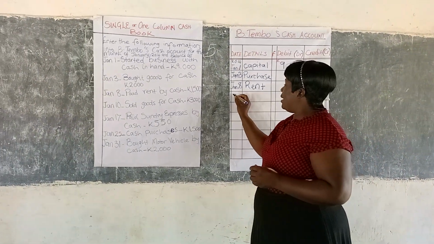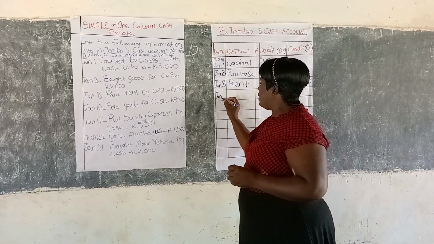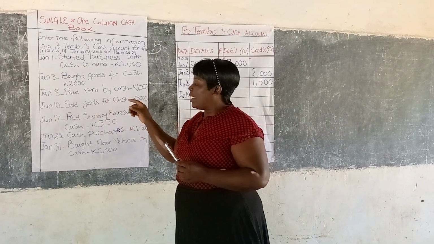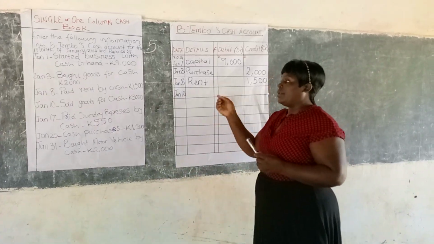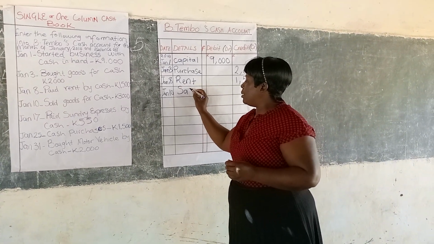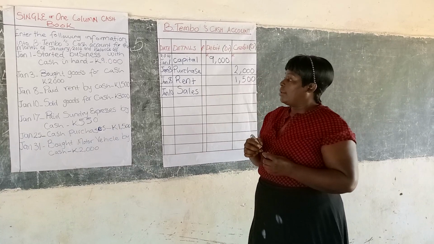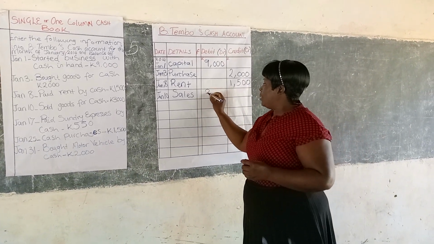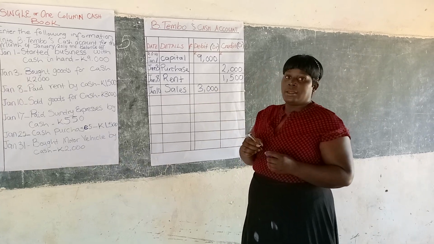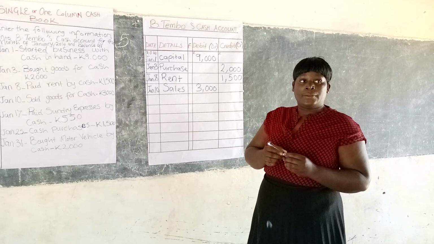Then on January 10, we write the date again. January 10, what happened? Sold goods for cash. So the money came into the business. We are going to write sales here in the details column. Then you record 3,000 on the debit side of the cash account.